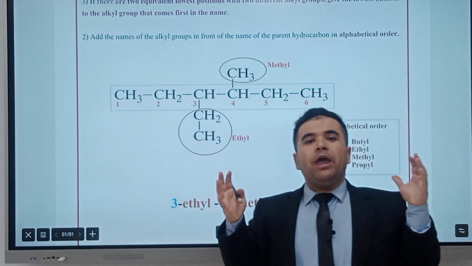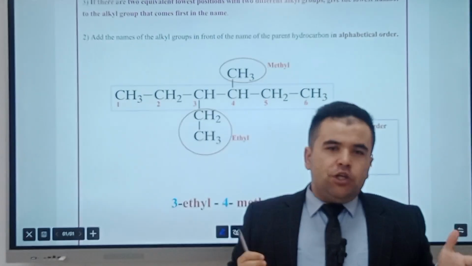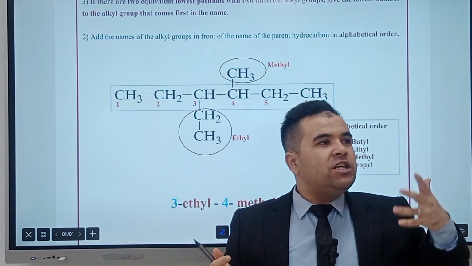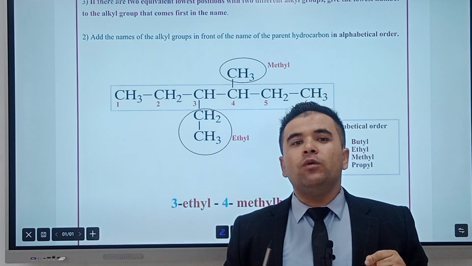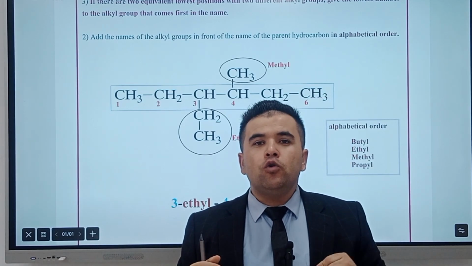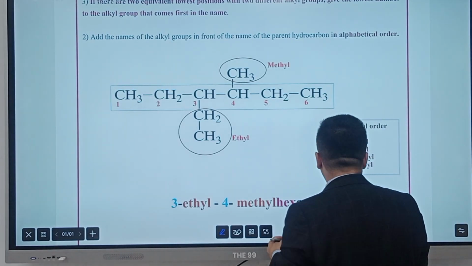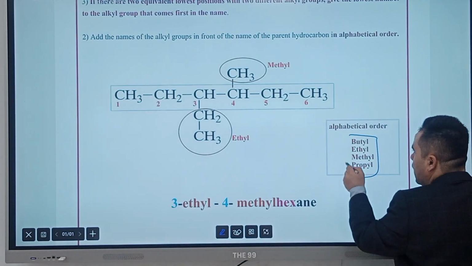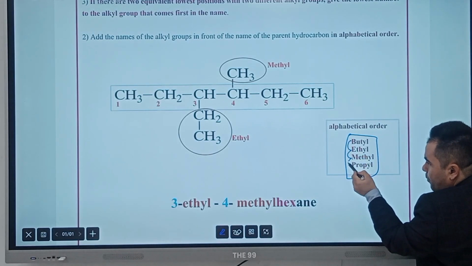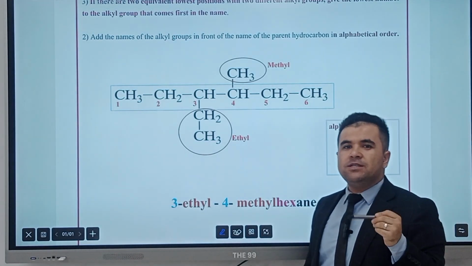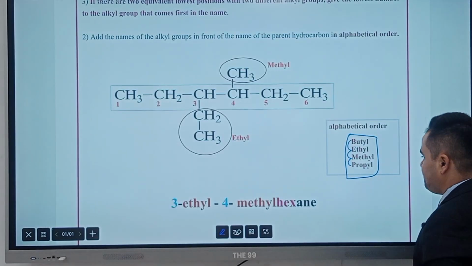Sometimes from both ends there will be the same position of branches, but one branch is ethyl, the other is methyl. One is propyl, the other is butyl, for example. In this case, the priority goes to the alphabetical order, and the alphabetical order is: butyl first, ethyl, methyl, propyl. It depends on the ABC in English, A, B, C, D, E, F, G, till the end, guys.